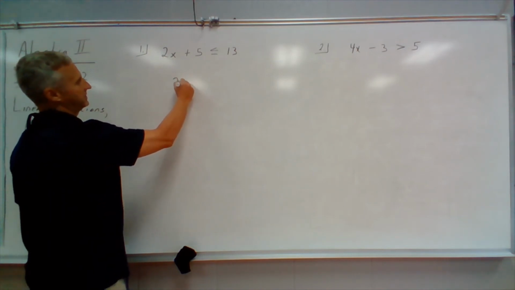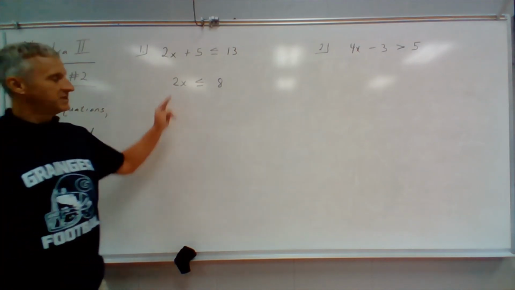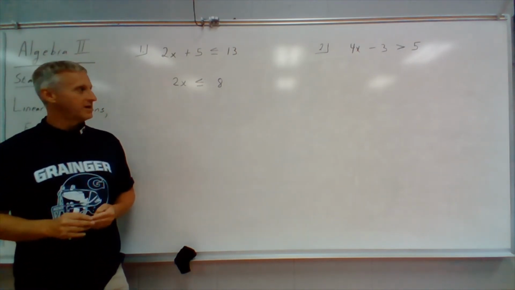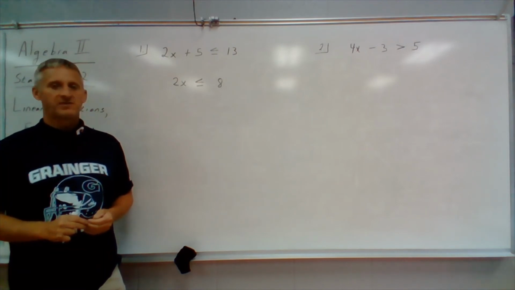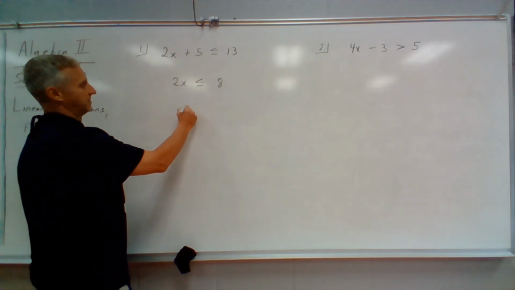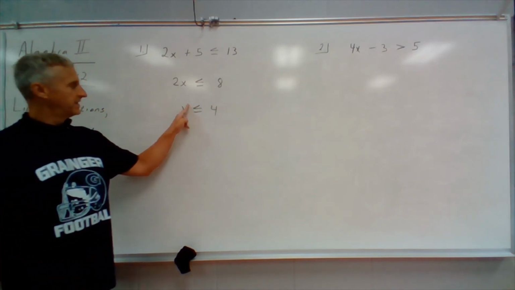I need to divide both sides by 2. 2 is positive. Am I allowed to divide both sides of an inequality by a positive number? Yes, I am. So let's do that. This says that any x that's less than or equal to 4 should make this a true statement.